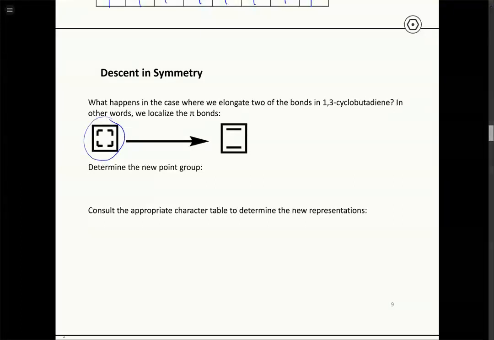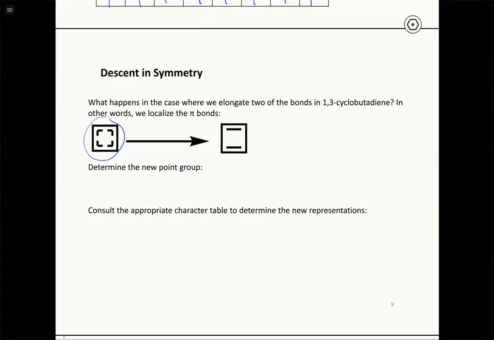We had 2 unpaired electrons. From that, we predicted it was unstable, and that's experimentally what's observed. Now, what happens if we do the localized form, where the 2 bonds are localized? So, this one, as we said, is D4H. The new point group we have to determine, because we're going to do descent in symmetry. Essentially, we're going to elongate 2 of the bonds. We're going to use descent in symmetry to figure out how the SALCs change in the new point group without having to go back and rederive all of them.